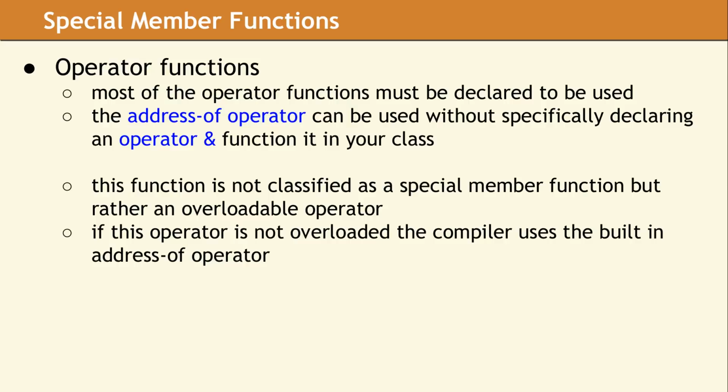The exception to this rule is the address of operator, which can be applied to any object even if you did not declare an address of operator overload. According to the C++ standard, the address of function is not a special member function, since the compiler is not actually generating anything for your class. It is simply applying the built-in definition of the address of operator. If you were to implement this function in your class, it would fall under the jurisdiction of overload resolution.